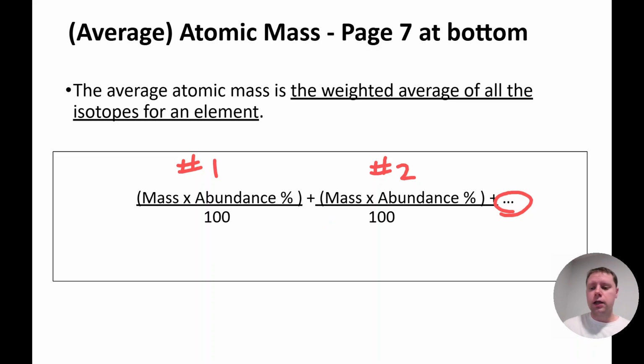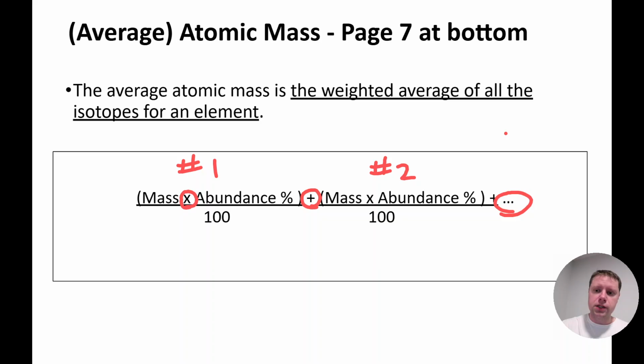Okay, a couple other things I want to point out to you before we use this. One, you're going to multiply the mass and the abundance, so make sure you understand that's a multiplication. Between the two different isotopes, there's an addition sign. So you'll multiply the mass times abundance, divided by 100, but then you're going to add it to the next set of mass times abundance, divided by 100.